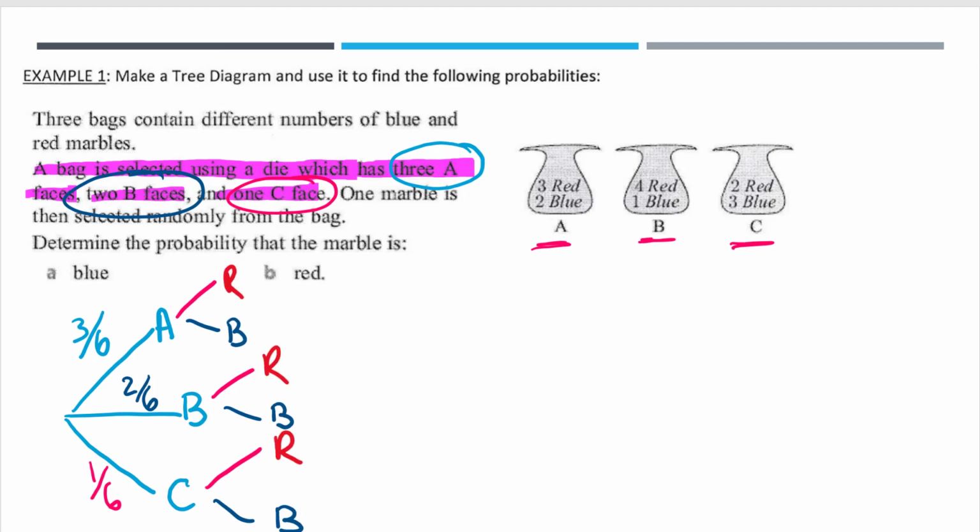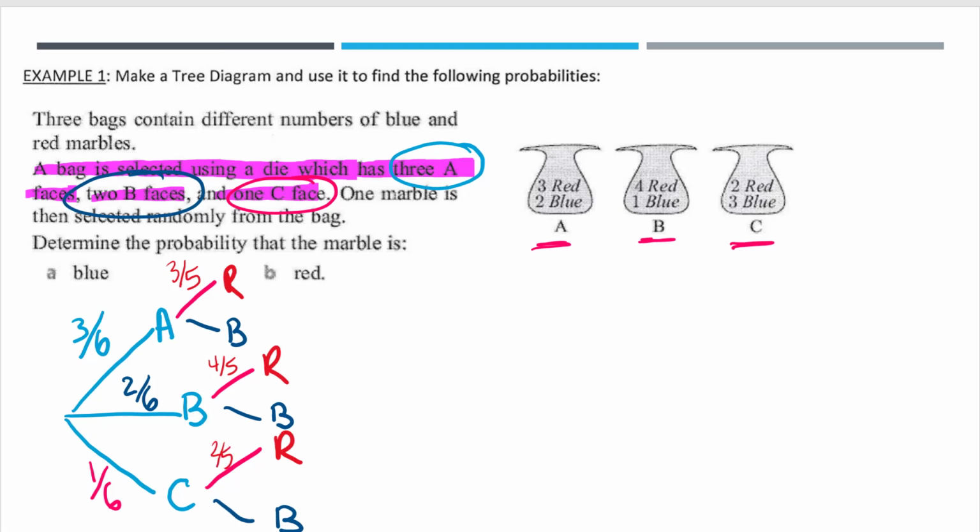So in bag A, 3 of the 5 marbles are red. In bag B, 4 of the 5 are red. And in bag C, 2 of the 5 are red.